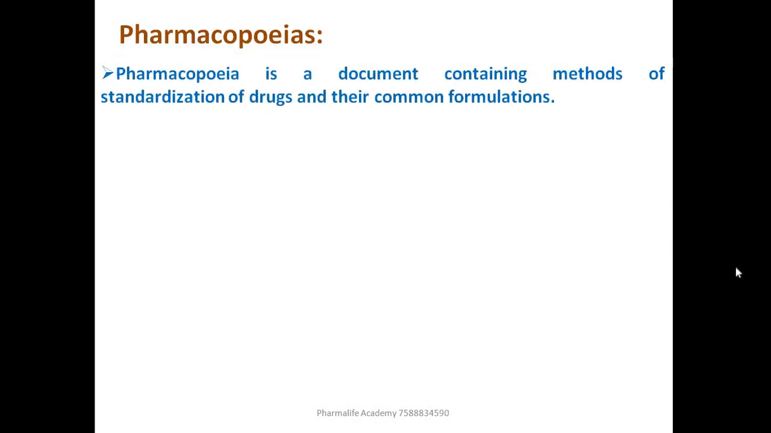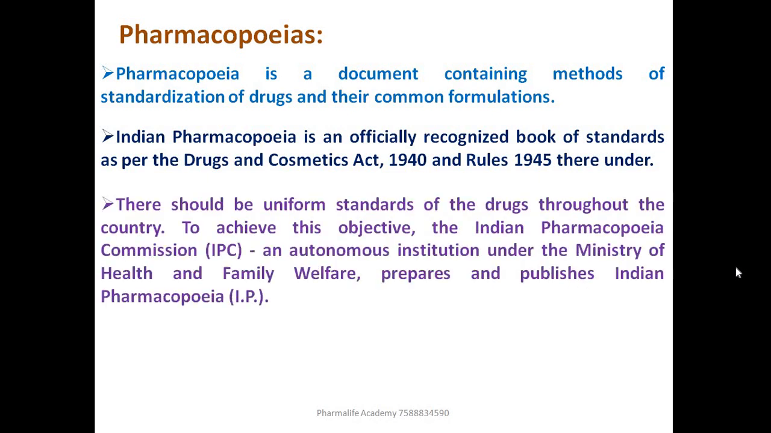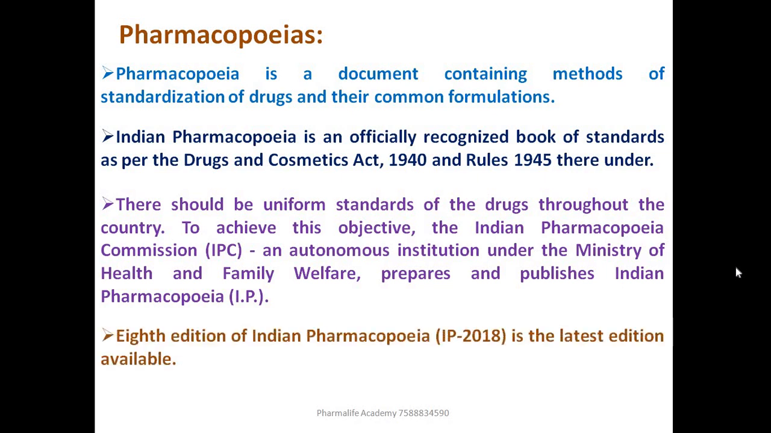Pharmacopoeias. Pharmacopoeia is a document containing methods of standardization of drugs and their common formulations. Indian Pharmacopoeia is an officially recognized book of standards as per the Drugs and Cosmetics Act 1940 and Rules 1945 thereunder. There should be uniform standards of the drugs throughout the country. To achieve this objective, the Indian Pharmacopoeia Commission, an autonomous institution under the Ministry of Health and Family Welfare, prepares and publishes Indian Pharmacopoeia. 8th edition of Indian Pharmacopoeia is the latest edition available.